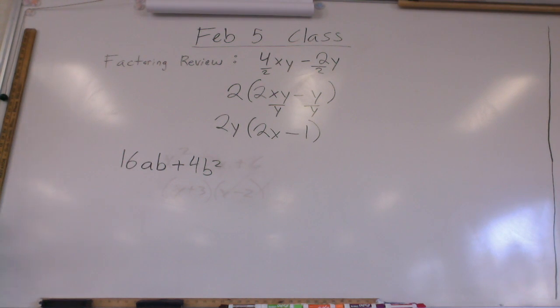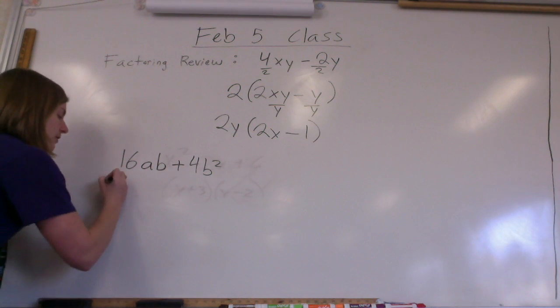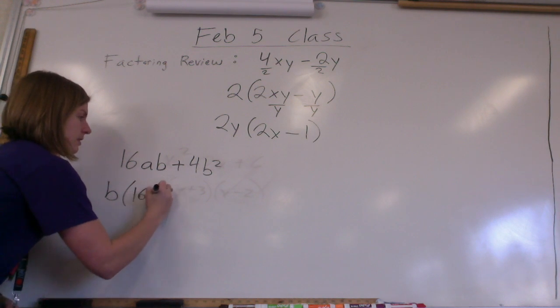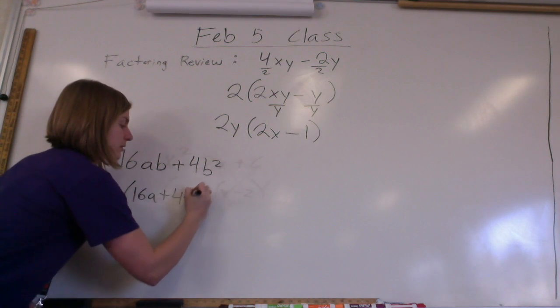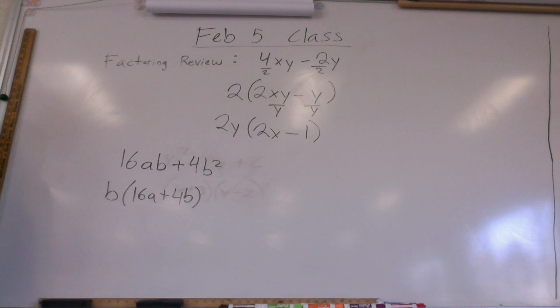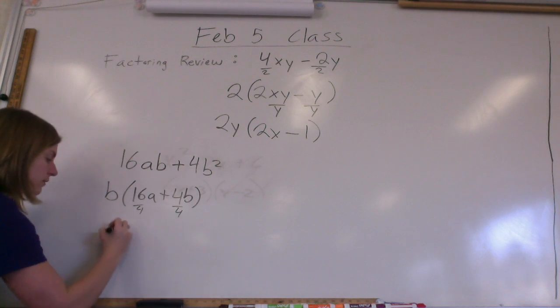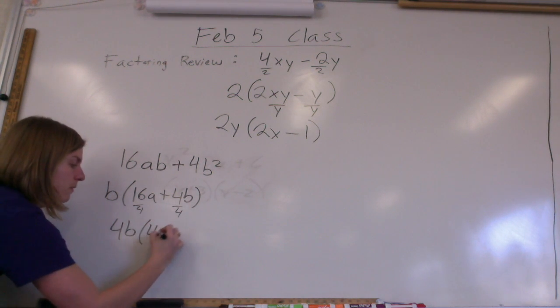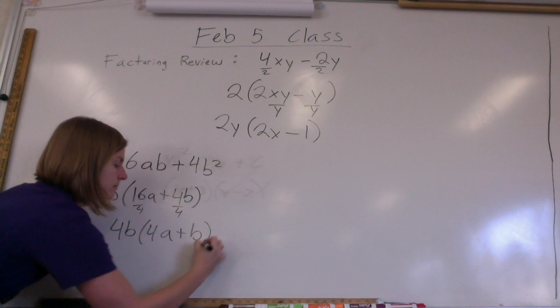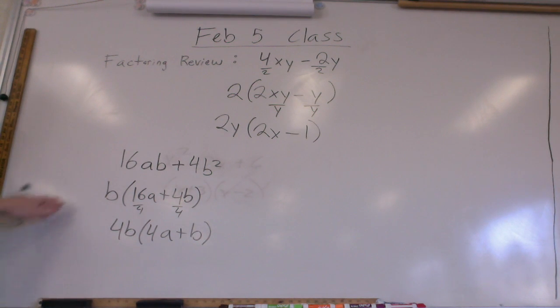Haley? B. There's a b that we could factor out. So 16a plus 4, and then we still have one more b. Anything else we can factor out? Isaac? A 4 also, because if I divide everything by 4, so 4b, I have a 4, an a, and a b. So yes, you're factoring out something that's common, but thoroughly factoring would be down here.